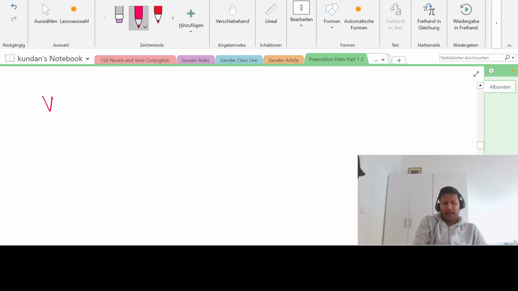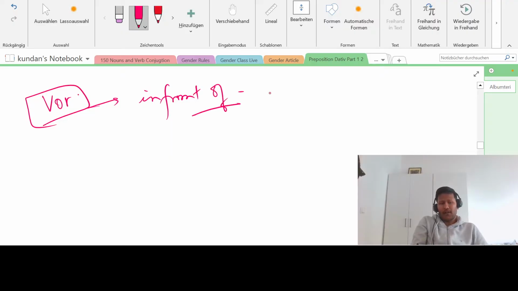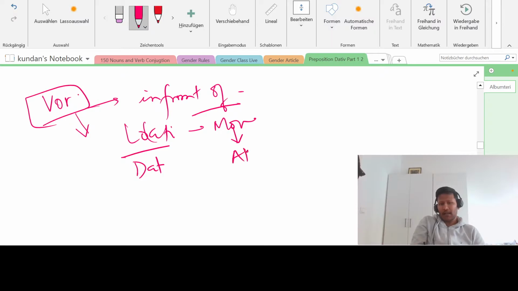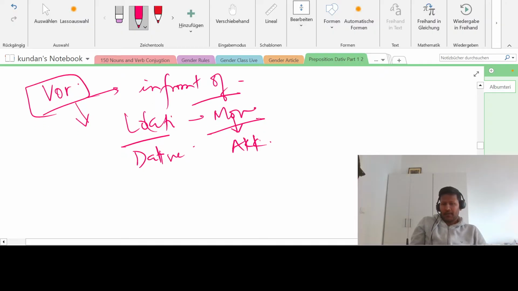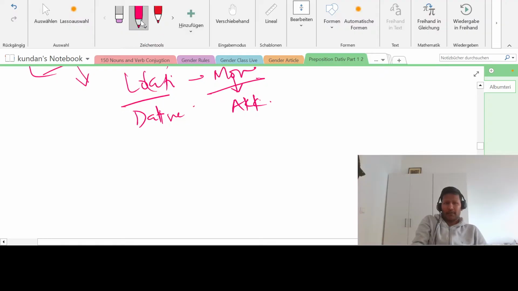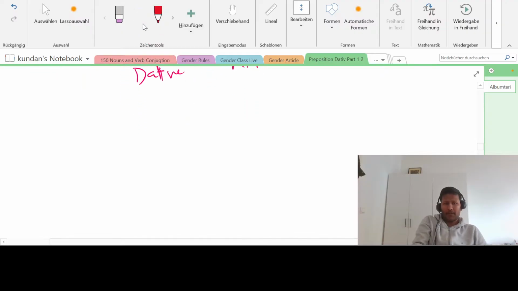So now let us take another one. This is used for in front of, in front of or ahead of something, right? And this will also change because of location and movement. When it is location, then it is dative, and when movement is there, then it is accusative, right? Now let us take one example, okay? Let me select a different pen quickly to help you understand better.